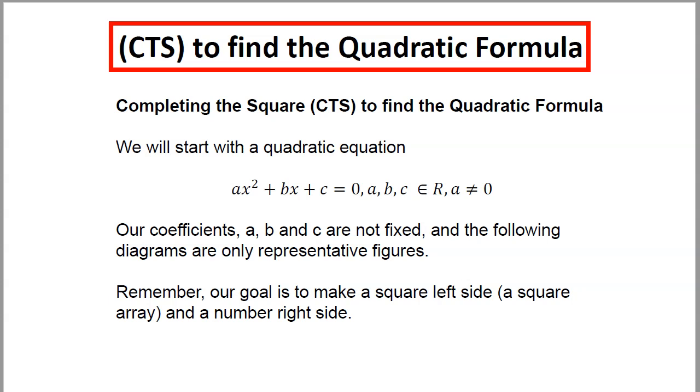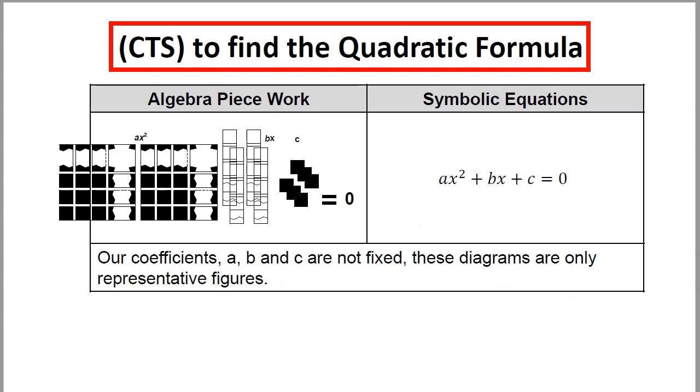We'll start with our quadratic equation, ax squared plus bx plus c equals 0. Importantly, a is not 0. And our coefficients aren't fixed, and our following diagrams are only abstract representative figures. Our goal will be to make a square left side and a number right side. We'll start with a representative pile of algebra pieces. Ax squared, some black x squares, bx, some x strips, c, some black or red tiles, equal to 0.